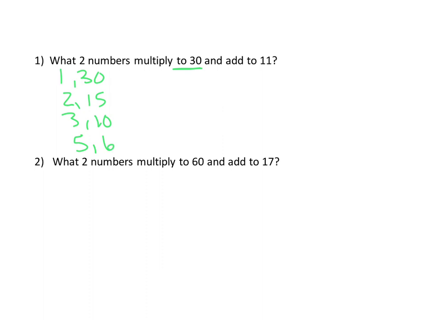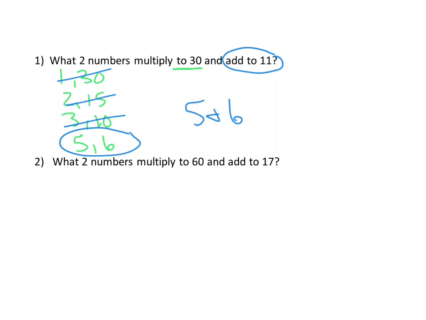Now, we also want the pair of numbers that will add together to give us 11. So 1 plus 30 is definitely not 11. 2 plus 15 is not 11. 3 plus 10 is not 11, but 5 plus 6 is. So our two numbers are 5 and 6.